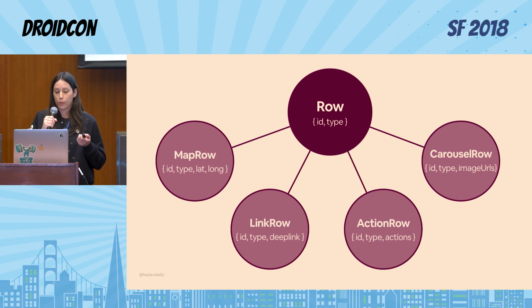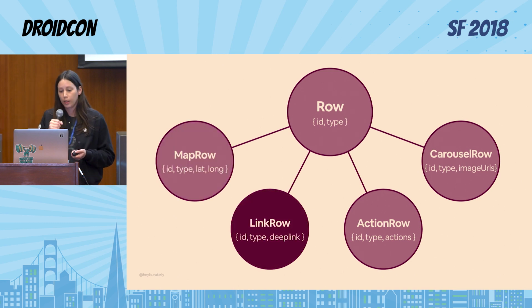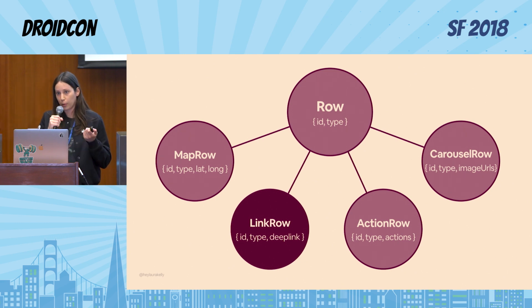And then we have a bunch of subclasses, like a map row, that implements that ID and type, as well as some specific properties to that subtype. Like for instance, the map row has LatLong. And similarly, we have a link row where it has an ID and type, and it also has a deep link property, because this is a row that links out to a different part of the app.